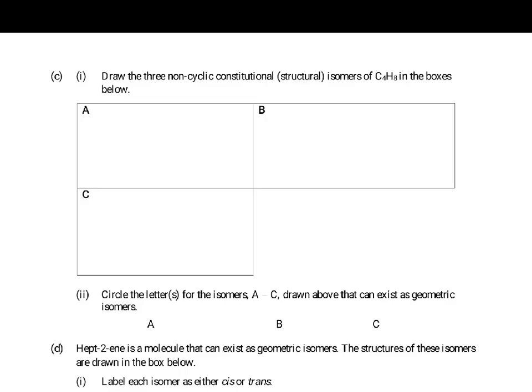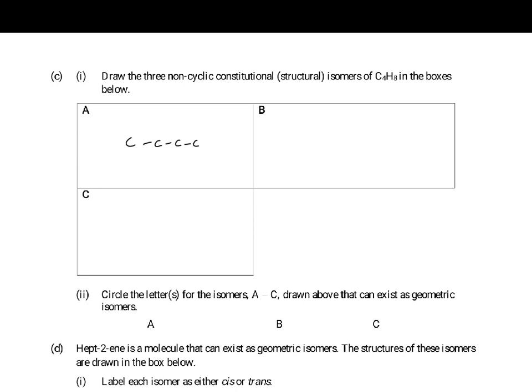Alright, part C. Draw the three non-cyclic constitutional structural isomers of C4H8 in the boxes below. So a structural isomer, you've got the same number and type of atoms, so 4 carbons and 8 hydrogens, but they're arranged slightly differently. So the simplest thing is if you draw 4 carbons and you count up how many hydrogens you'd have: 1, 2, 3, 4, 5, 6, 7, 8, 9, 10. That's got too many hydrogens.